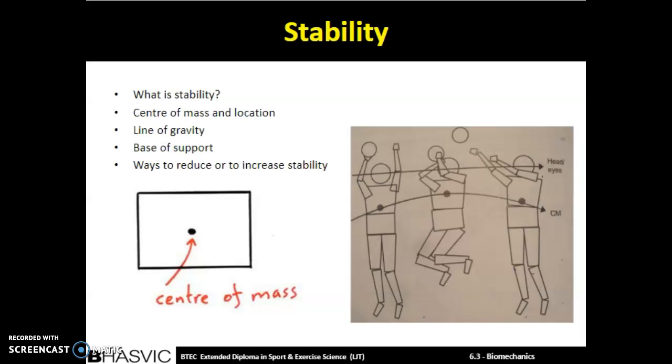Increasing stability involves things like, as I've said, the centre of mass and the location of it, and it depends on your base of support size and whether you may need to change it so your base of support can enlarge and increase your stability.